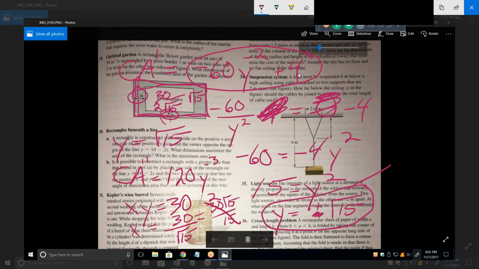All right, this illustrates pretty good an optimization problem. On almost all optimization problems, you have two independent formulas. One of them is a function of two variables, and you use the other equation to make the function you're trying to optimize a function of one variable only. Okay.